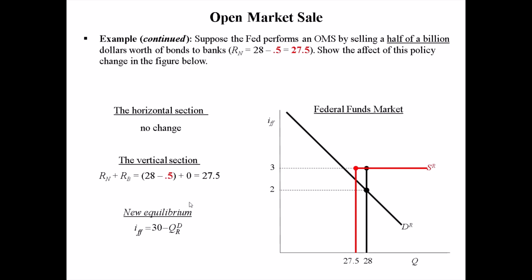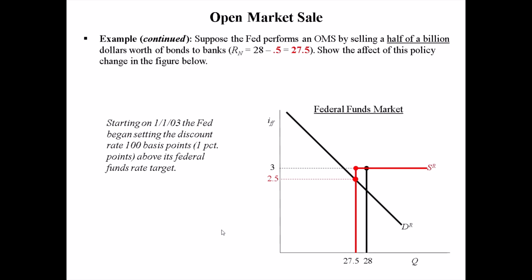The new equilibrium, if we plug that into our original demand curve, we get 2.5%. So our new equilibrium is 2.5%. Now remember the Fed's policy. It's got to set the discount rate 100 basis points above the target. So it's going to shift the supply curve up. So what the Fed does is it shifts supply to the left and then pushes supply upward. Okay?